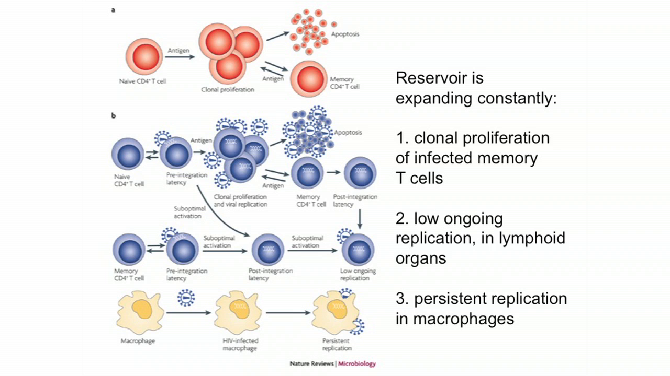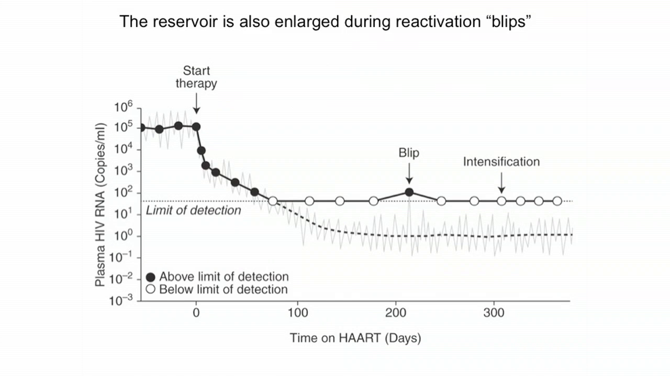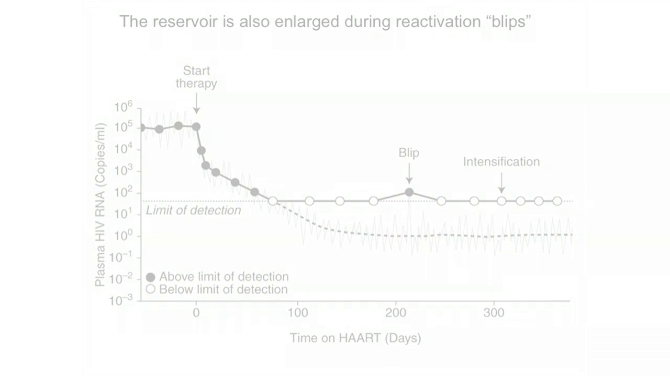So basically, there's clonal proliferation of effector memory T cells, there's low replication, and there's persistent replication in macrophages, all of which keep the reservoir going. And there are blips during optimal HAART therapy, where even more virus is being seeded into the reservoir. So the reservoir is basically not able to be eradicated during the lifetime of the patient by any therapy that targets the virus.